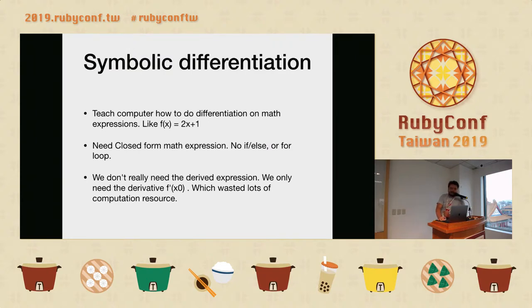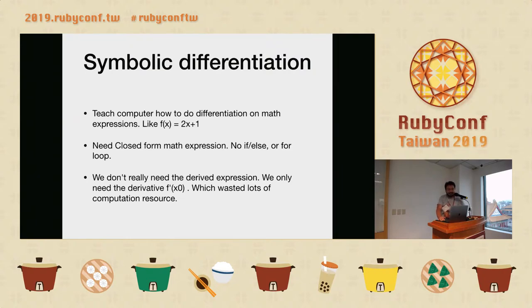So here comes another option. This option is called symbolic differentiation. So what is symbolic differentiation? By its name, symbolic means it works on the symbol level. Symbols are like f and x, or y, or v. So what it does is teach the computer how to do differentiation on math expressions. Like if we give it a function like 2x plus 1, it will do differentiation on it.